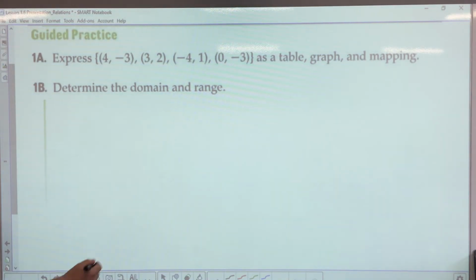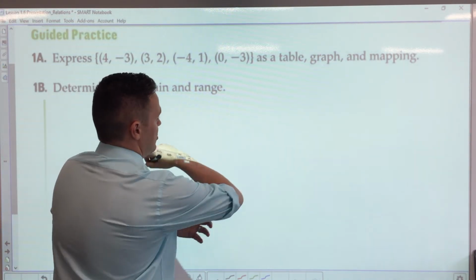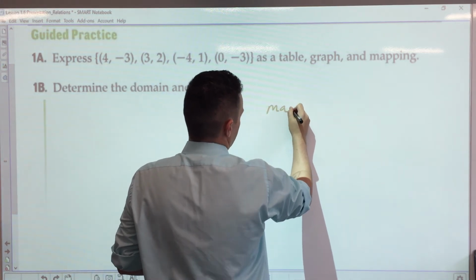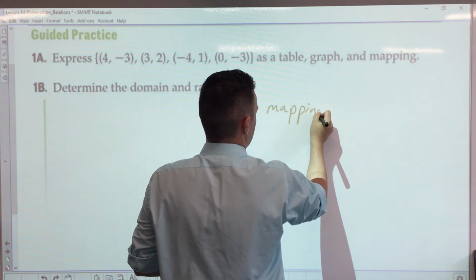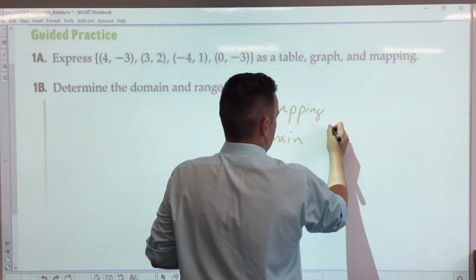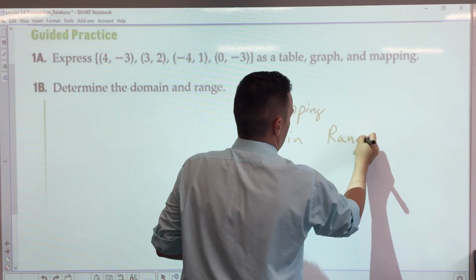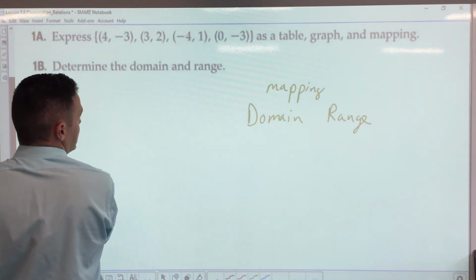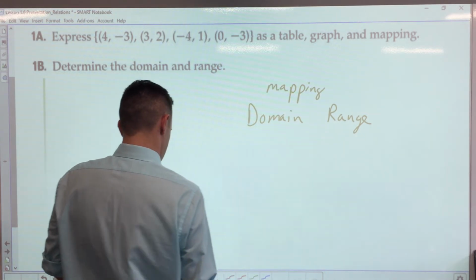All right, express it as a table and a graph. I'm just going to make the mapping of it, because the mapping is kind of the harder one, I think, for some of you to do. And it gives us the domain and the range. So when we do the mapping sequence, let me change this.